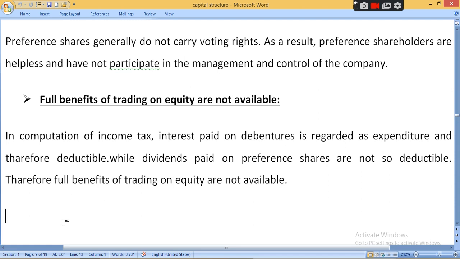Equity share and preference share tax benefit is not available, clear? So in the calculation of income tax, interest paid on debenture is regarded as an expenditure and therefore is tax deductible. While dividend paid on preference share is not tax deductible, so full benefit is not available. Tax benefit is only available on debenture, clear?